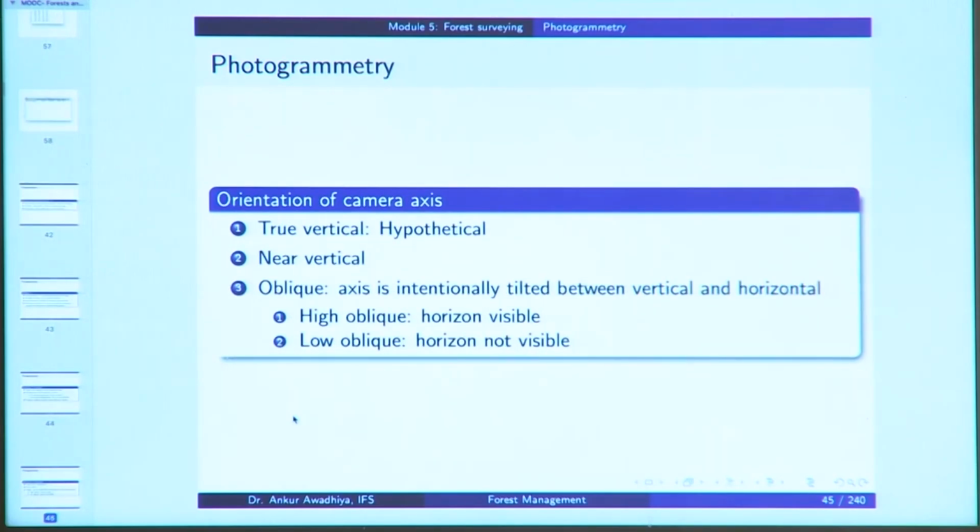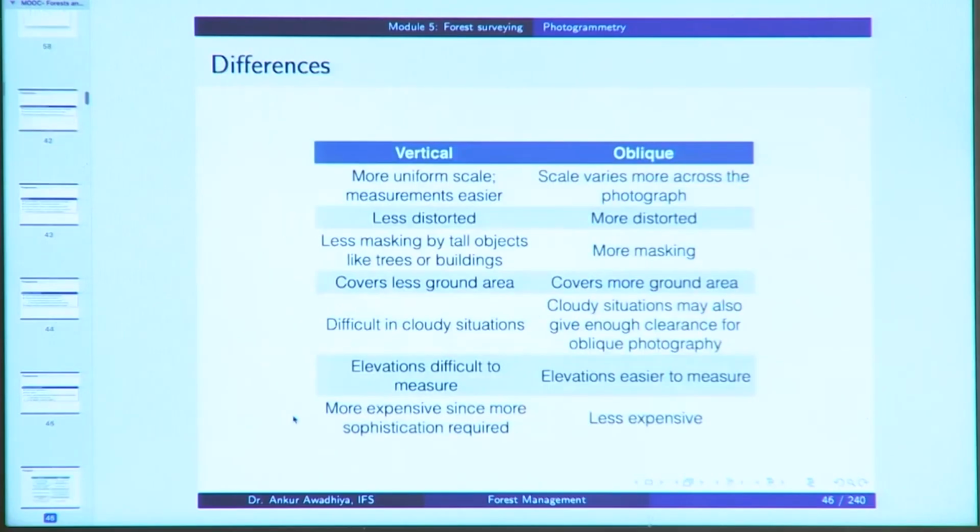Next, we talked about the orientation of the camera axis. You have true vertical, near vertical and oblique orientation. In the case of true vertical, it is a hypothetical thing. The best you can get is a near vertical, and in the case of oblique orientation, you have high oblique where the horizon is visible and a low oblique where the horizon is not visible. Then we looked at differences between vertical and oblique photographs. In the case of a vertical photograph, it is a more uniform scale and measurements are easier. In the case of oblique, there are differences as you move across the photograph and so on.